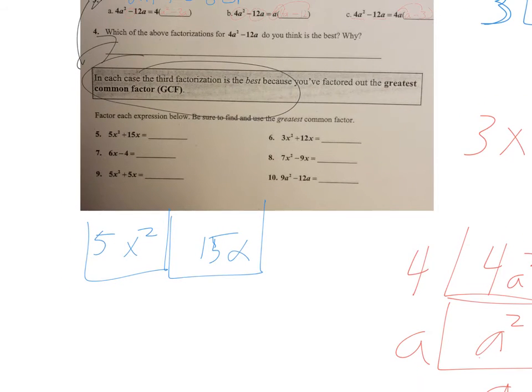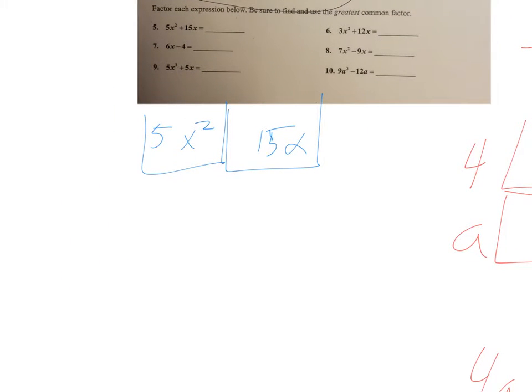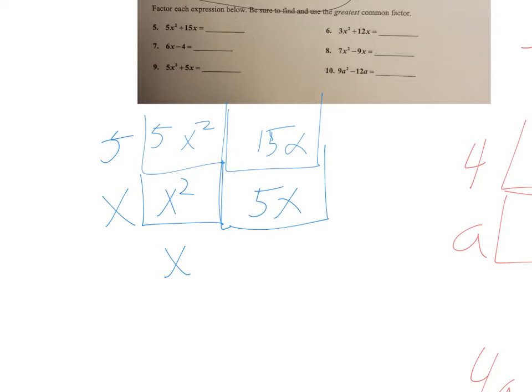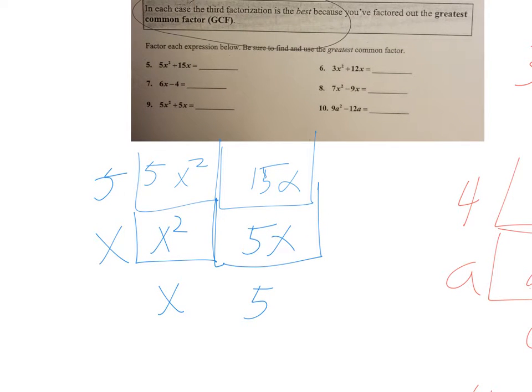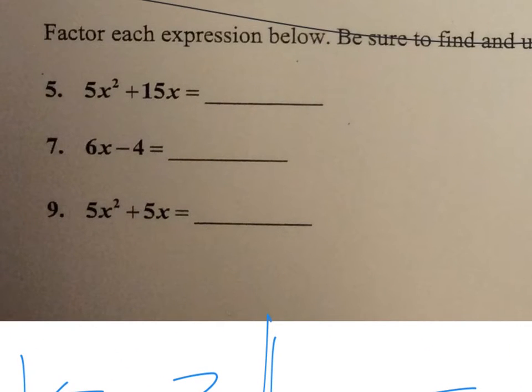The first thing I see that comes out of both of these is a 5, which divided here gives me x squared, and then 15 divided by 5 is 3x. And then I can see the x times x, and just an x here, so I can take out a factor of x. That leaves me with just x, and leaves me with 3. So to factor this, it's going to be 5x times x plus 3. So I would write 5x times x plus 3.